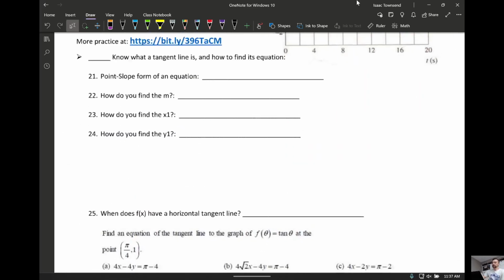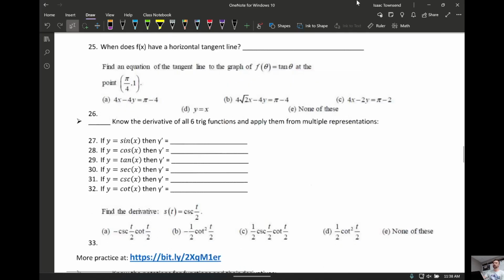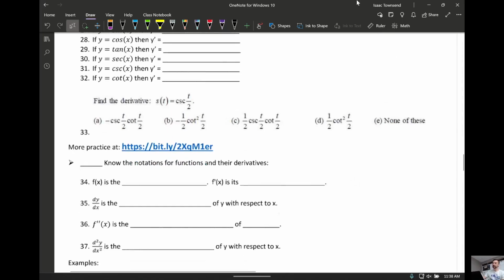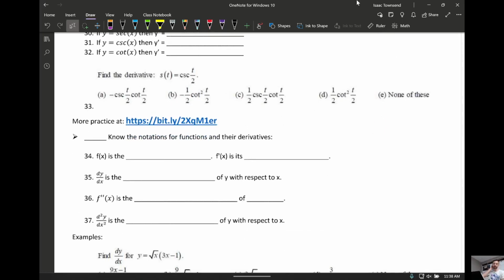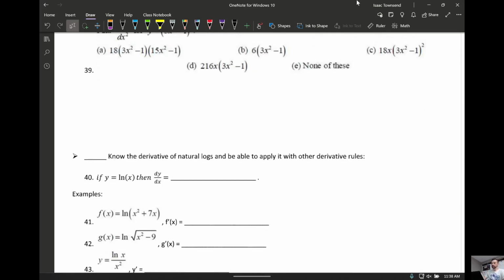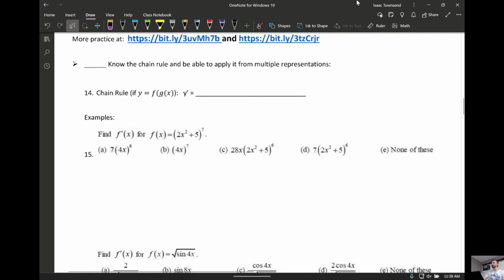How to write the equation of a tangent line, knowing when you would have a horizontal tangent line, having the trig derivatives memorized, knowing some of the notation for derivatives and second derivatives, and then finally just a little bit of practice that goes along with that.